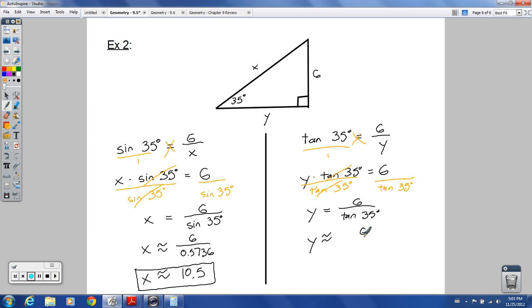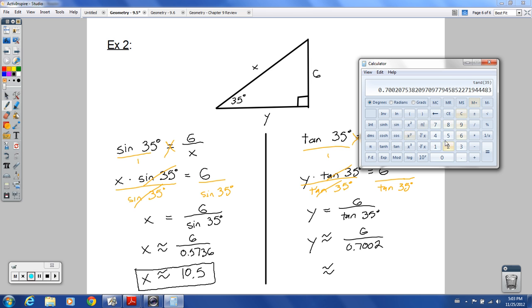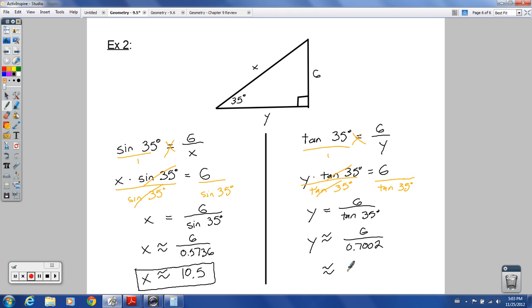So this would be 6 over 0.7002, which is approximately, if we put this into a calculator, the best answer is to go right from here to here. But if you use this approximation, if you use enough decimals, it gives you a pretty good approximation too. So we'll say here we've got 6 divided by, I'm going to use 35 tangent exactly because that'll give me a little better answer. So it'd be 8.56888, blah blah blah. So round this off, 8.6 approximately to the nearest 10th.